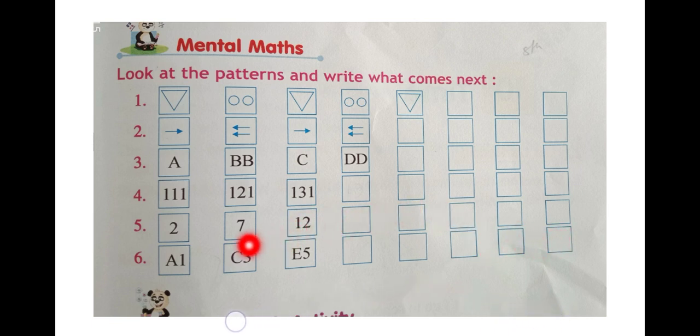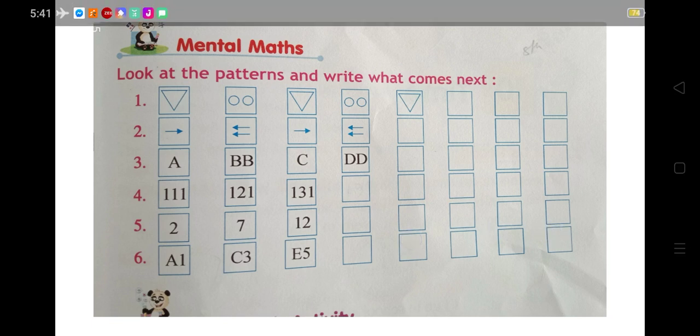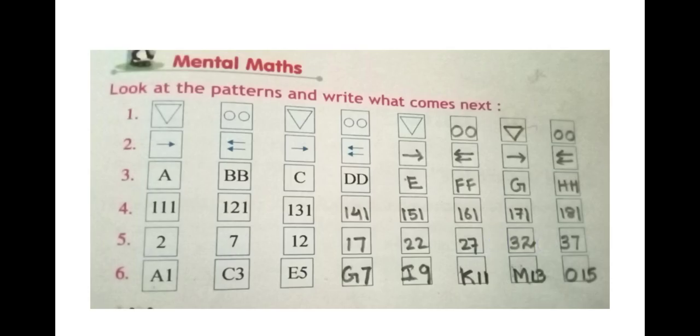Okay? So if I say both the alphabets and the numbers together, it will be A1, C3, E5, then here it will be G7, here it will be I9, here it will be K11, here it will be M13, and the last pattern will be O15. Okay, some of you cannot write by hearing, I know, so I have prepared this for you. Okay children, you may look here and write it down in your textbook or in your copy.